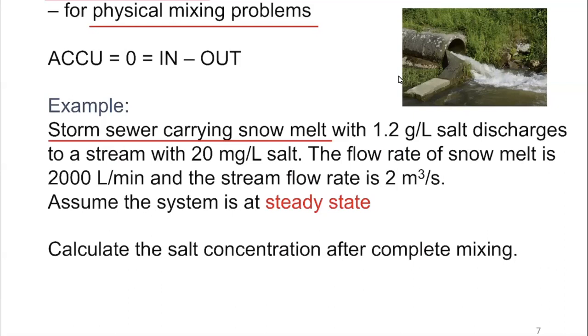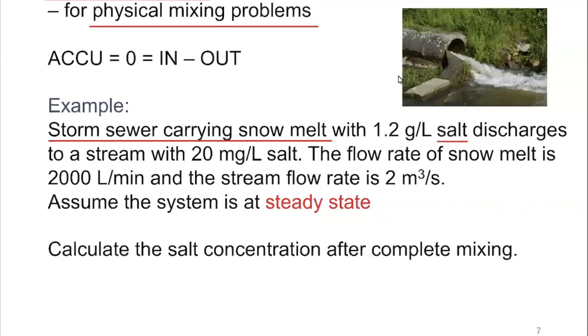Because we put the salt onto the road, once the snow melts, it's going to form a very concentrated salt solution or salt water. So that's why we have this sewer to divert this salt water into certain flow or into, let's say, a lake or a river, right? So that's going to be a physical mixing of this system.